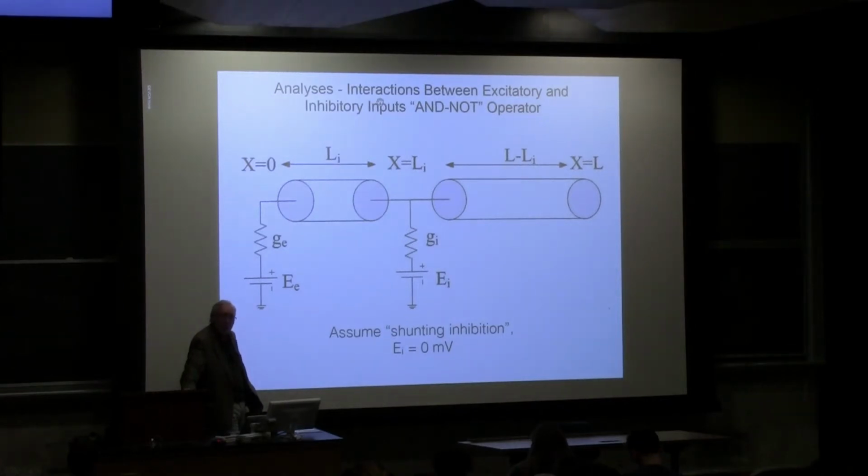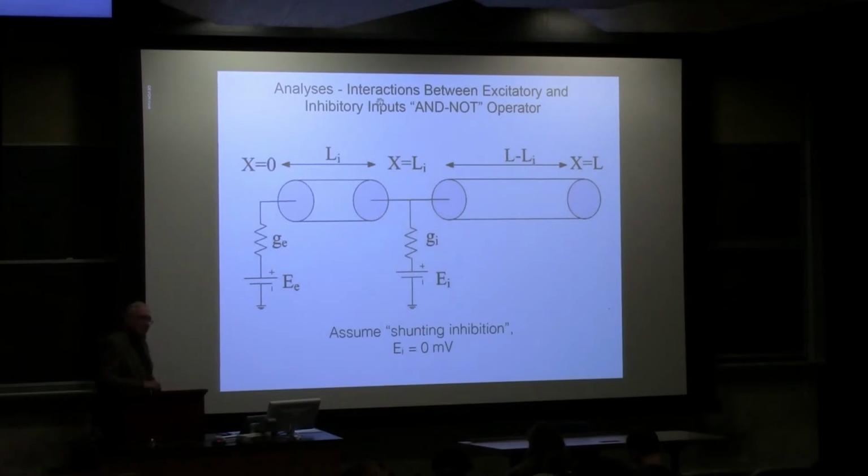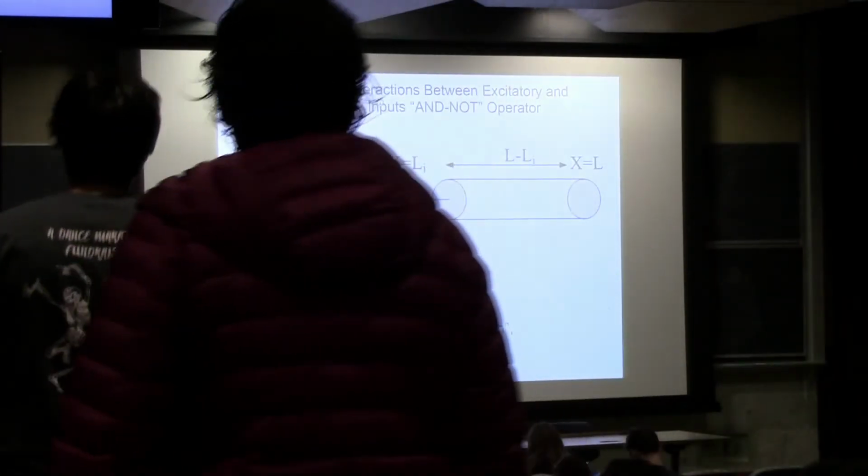I want to go through this and-not operator because it involves a kind of inhibitory input called shunting inhibition. And shunting inhibition may potentially play an important role in many different neuronal signal processing operations, including the construction of this and-not operator. So like before, I posed a really trivial, simple little model of an and operator. Well, here's one for an and-not operator.